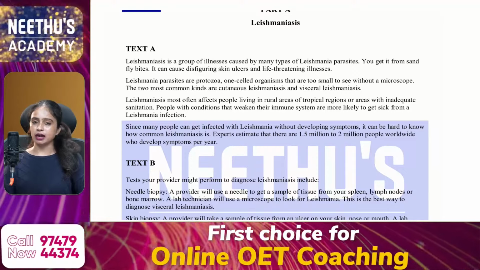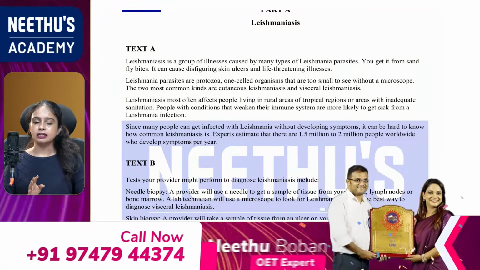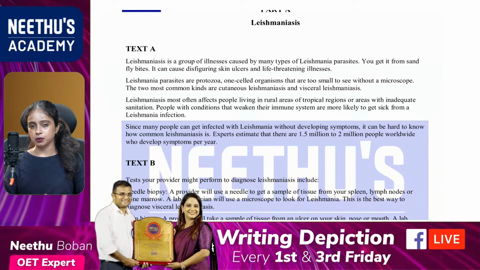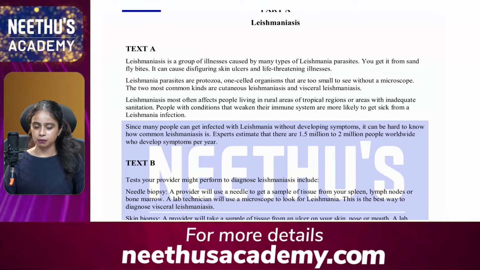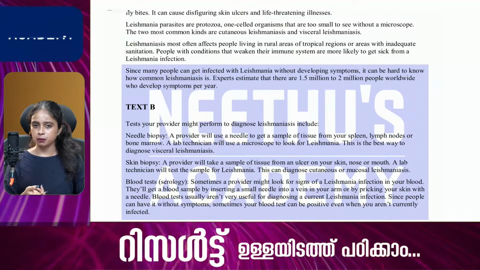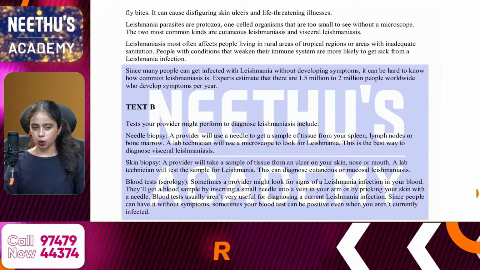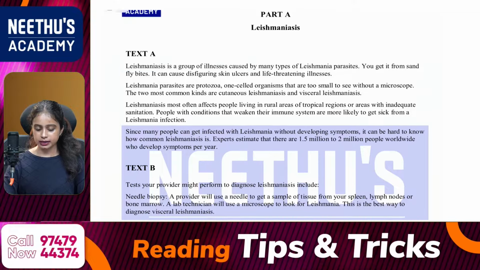In part A, we have 4 different, entirely different texts: text A, text B, text C, and text D. One of the texts will be a pictorial, as I was always saying, maybe a chart or a diagram or a table. Especially it will be a table. You have to give a little bit of focus to each and every small table. That's all about the time and the text.